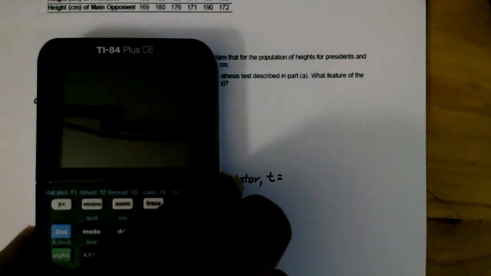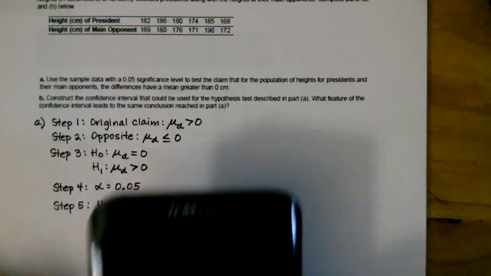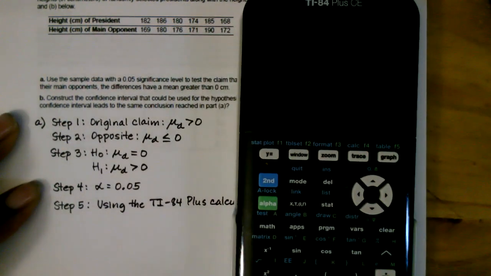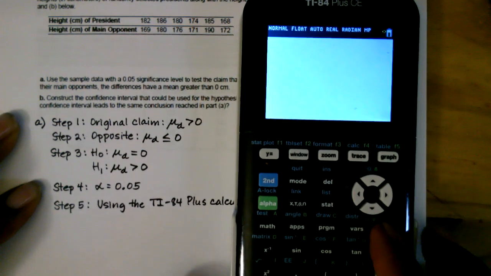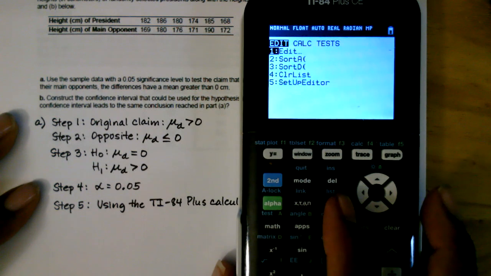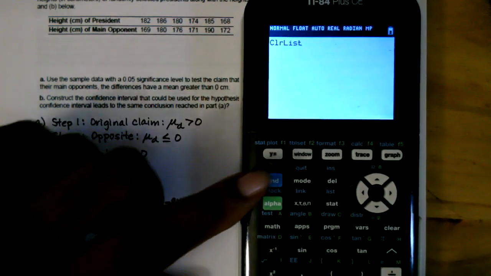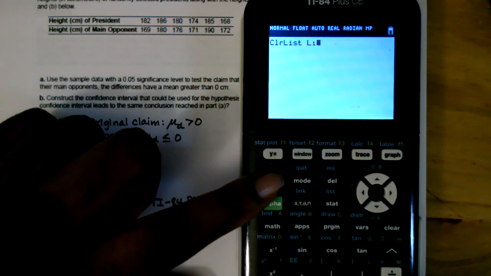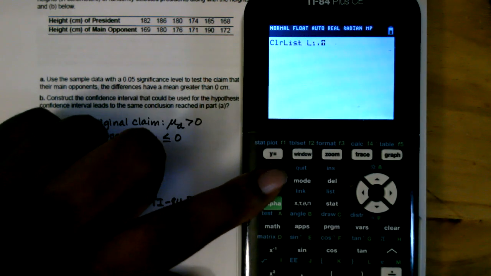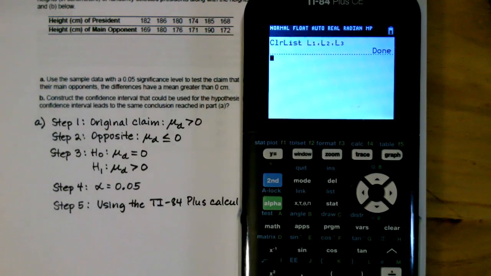So let me pull this paper down just a bit so you can see the table. Okay, let's clear the screen. I need to clear the list that I had for the previous example. So I'm going to press Stat and select number 4 to clear list. And then I'm going to do second and 1 for L1, comma, second, number 2 for L2, comma, second, number 3 for L3, and then hit enter, and it's done.